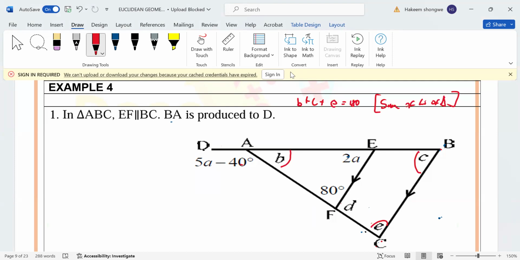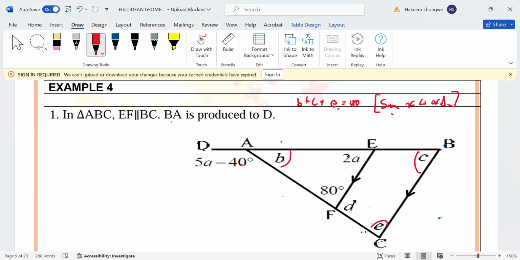So even if we wrote this, it doesn't mean anything, because what do they want from us? They want us to tell them what is the numerical value of B, what is the numerical value of A, what is the numerical value of C, what is the numerical value of E. That's what they want. So from the fact that they were saying this is a triangle, I concluded that I am going to have the sum of angles of a triangle.